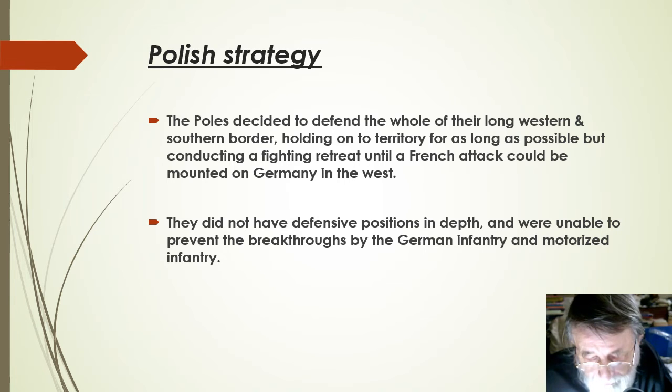But the more significant factor is that Polish strategy was to defend the whole of its extremely long frontier from Slovakia in the south along the German border and up to East Prussia in the north, and conduct a fighting retreat from their advanced positions, holding on to territory as long as possible, especially in the manufacturing areas, until a French attack in the west could reduce German strength in the east. This meant there was no defense in depth, and it served only to make the German breakthrough and envelopment easier.